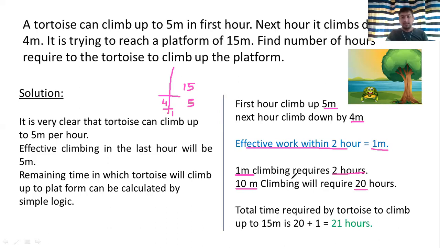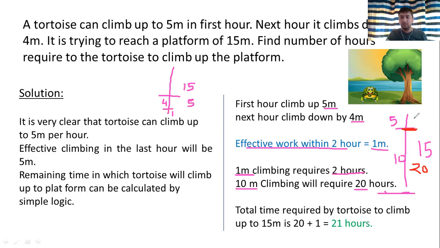Have you understood this? See, what is the effective work in 2 hours? It is 1 meter. That means 1 meter chadne ke liye usko 2 hour lag rahe. So 10 meter chadne ke liye kitne hour lagenge? 20. I think this up to this is clear. Okay. Tumhari ladder kitne ki hai? It is 15 meter. Abhi 20 hours mein kitna chad pa raha hai wo? 10 meters. Kitna remaining hai? 5. Ye 10 meter jane ke liye usko kitna time lag raha hai? It is taking 20 hours. Yahan tak pahunchne ke liye usne 20 hours spend kiye.